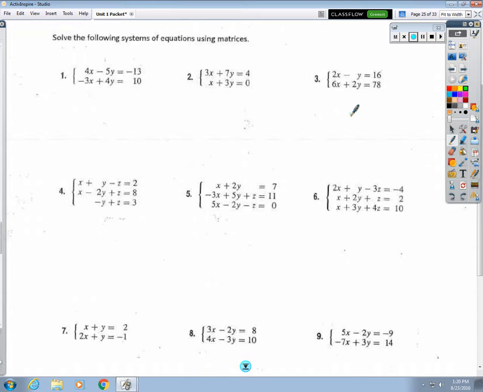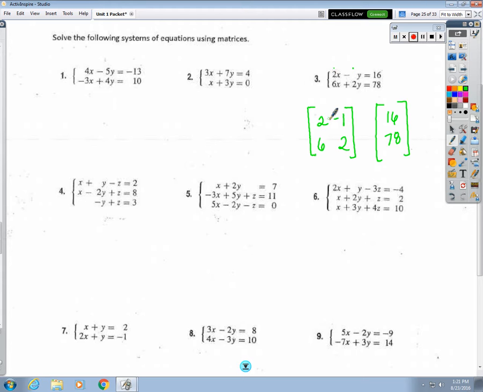Alright, so the first thing that you would do is you would set up a matrix equation. Now, to be able to do that, they have to be lined up. See how the x's are lined up, the y's are lined up, and the constants are lined up? So in the first equation, the elements would be 2, negative 1, 6, and 2. The second matrix would be the constant values, 16 and 78.